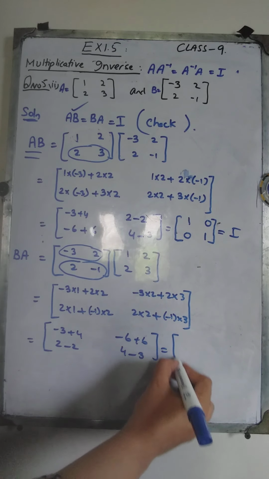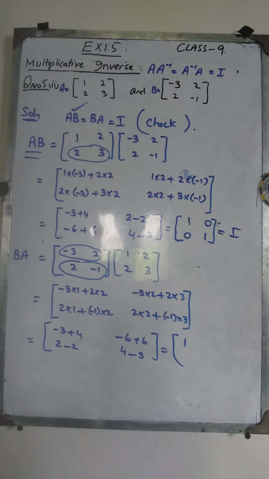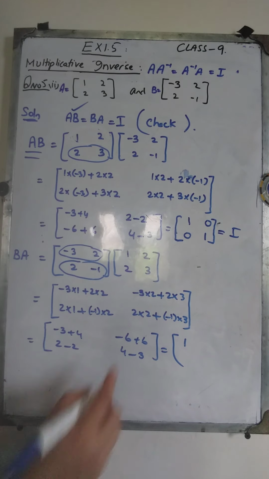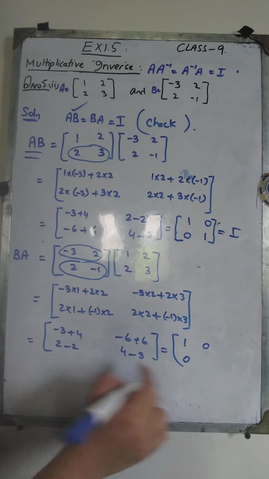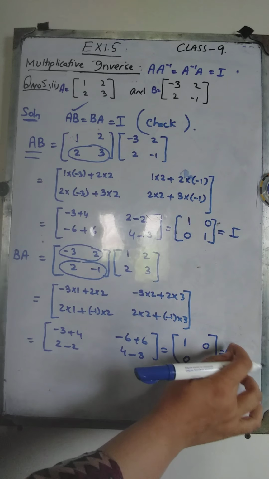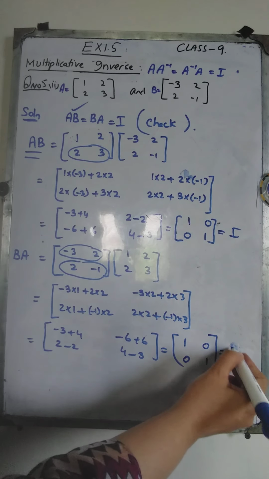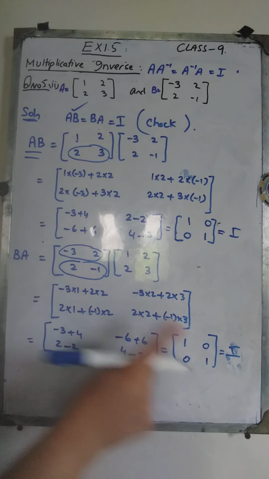This will be equal to -3 plus 4 will be equal to 1. Okay. -6 plus 6 will be 0. 2 minus 2 will again be equal to 0 and 4 minus 3 will be equal to 1. So as you can see, this is also equal to the identity matrix. So AB was equal to I and BA is also equal to I.